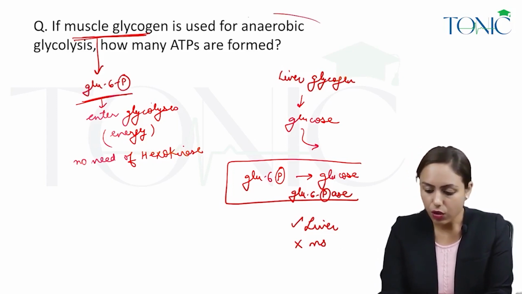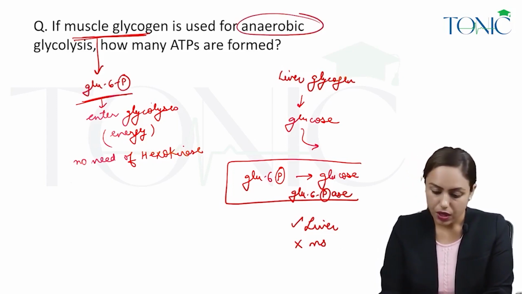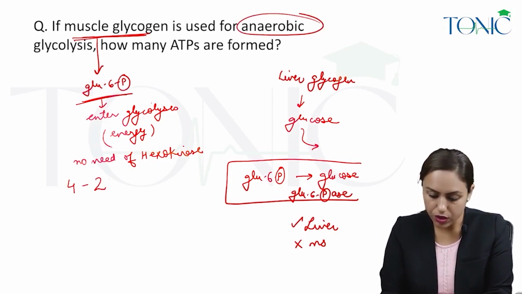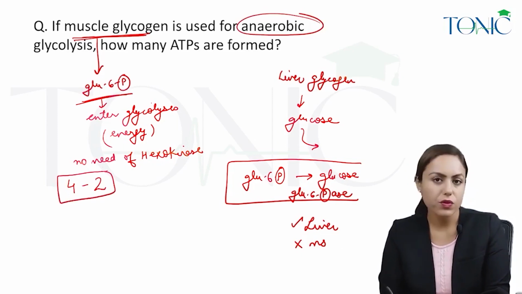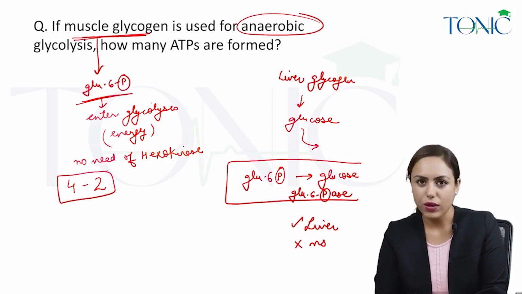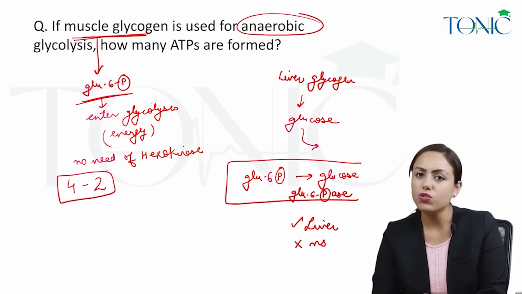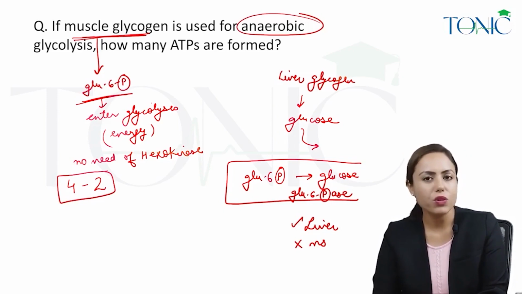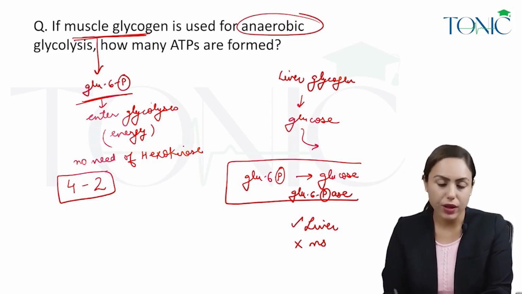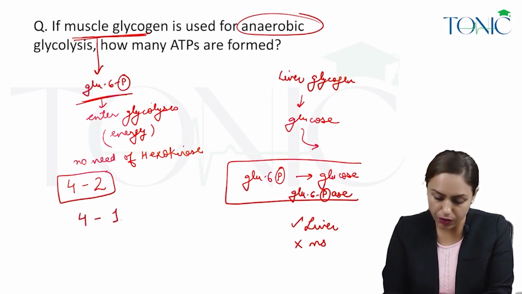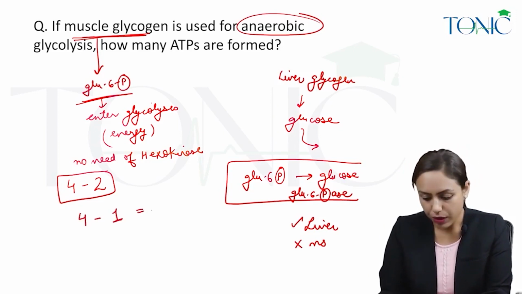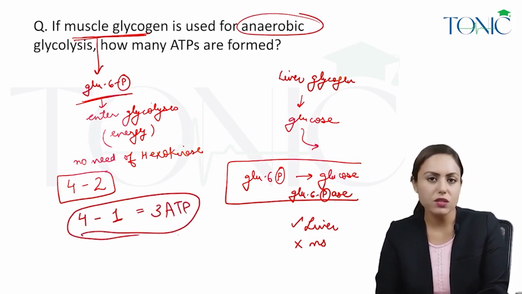Right? Now they are talking of anaerobic glycolysis. In anaerobic glycolysis, our energetics is 4 - 2. What is this 4? Substrate level phosphorylation. What is this 2? 2 means one ATP used at hexokinase, the other ATP used at phosphofructokinase 1. But now hexokinase is not used, so it will be 4 - 1. 4 - 1 will be 3 ATP. So our answer to this question is 3 ATP.